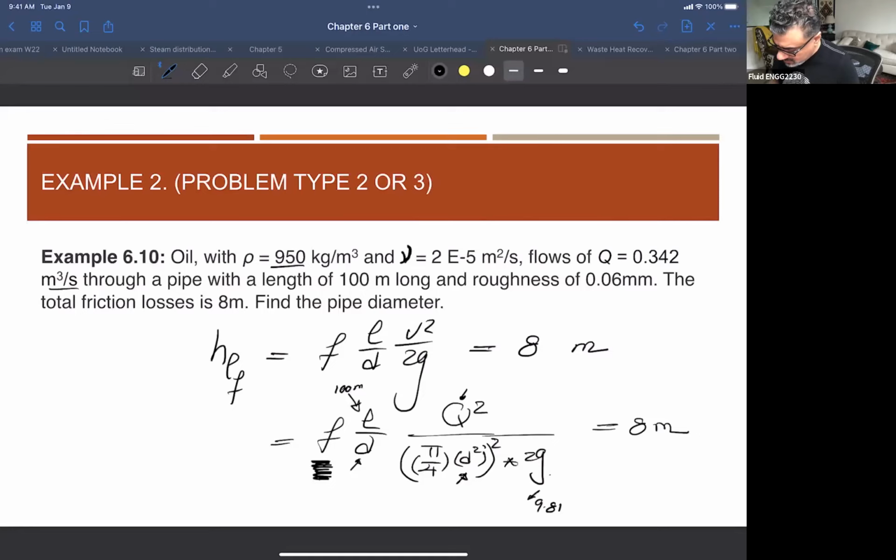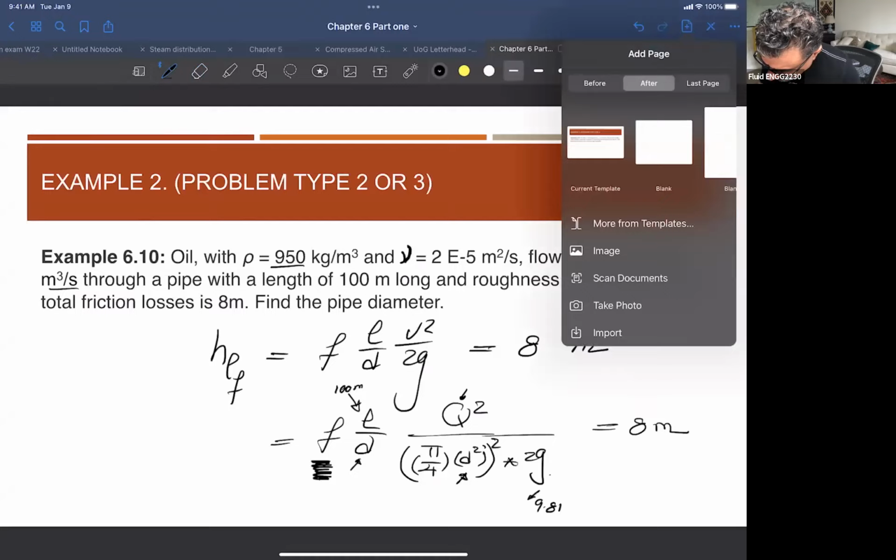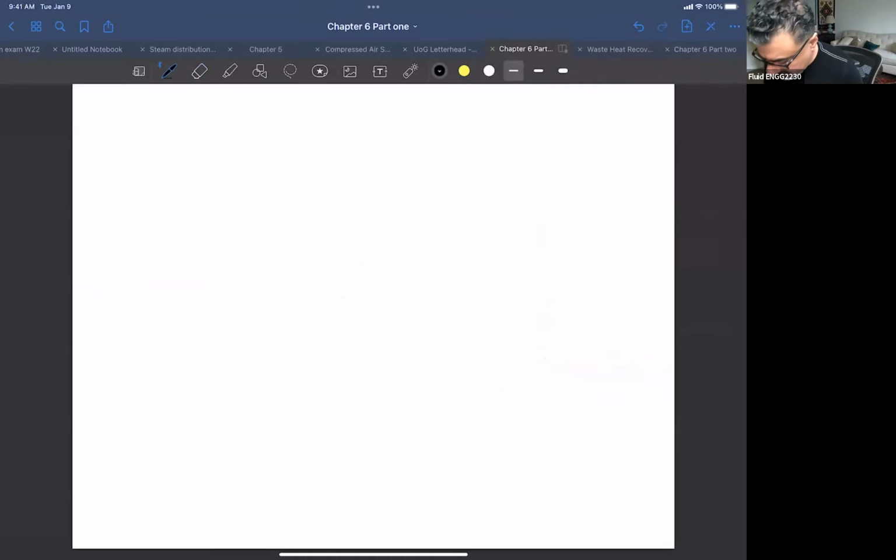So let's put this equation now. They have f as a function of the rest here, right? So if you calculate this equation here, basically what you have is f here will be 8.28 over D to the power 5. Okay, so this is equation 1.